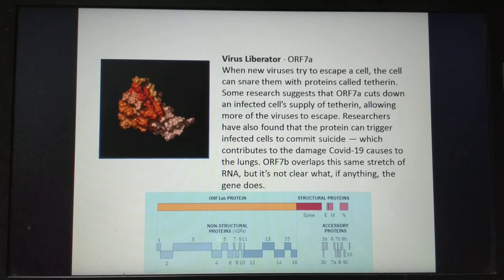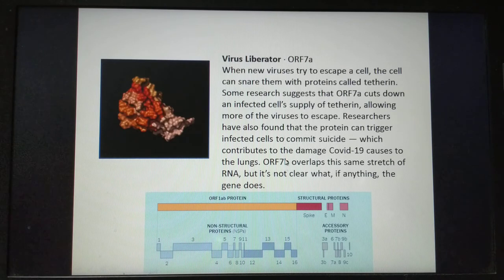Virus liberator. When the new virus escapes the cell, the cell can snare them with a protein called tetherin. Once a virus is out, our cell has a second line of defense called tetherin protein. This tetherin protein again attacks those newly generated viruses. But ORF7A cuts the supply of tetherin. So see and try to appreciate nature's adaptation. The virus immediately formed some kind of system by which it came to know that tetherin protein is dangerous to it, and that it has to develop one protein which will disable tetherin protein. So ORF7A cuts down the supply of tetherin so the virus can escape.